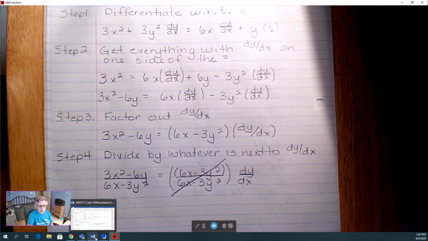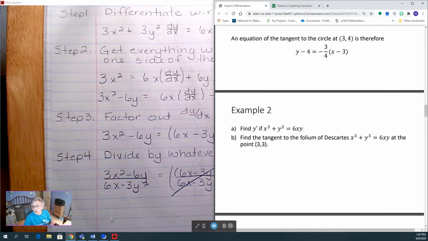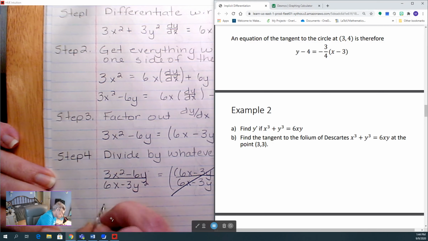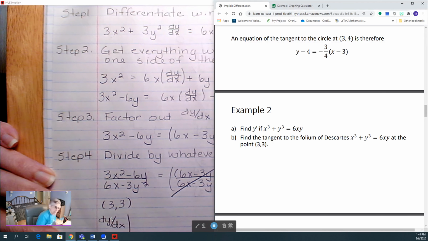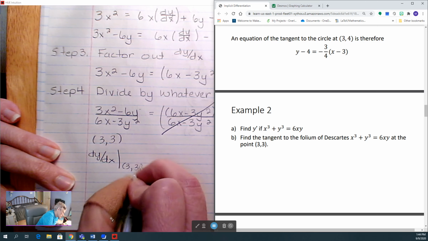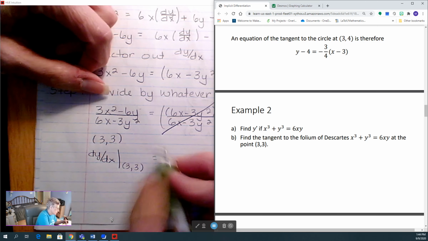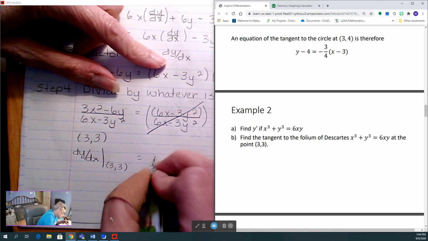Now let's see, I think I'm supposed to write the equation of a tangent line, so let's figure that out. We want to find the tangent at the point 3, 3. So first thing I need is my derivative value at the point 3, 3. So everywhere I see x, I plug in 3. Everywhere I see y, I plug in 3. So heck, I'm just plugging in a bunch of 3's.